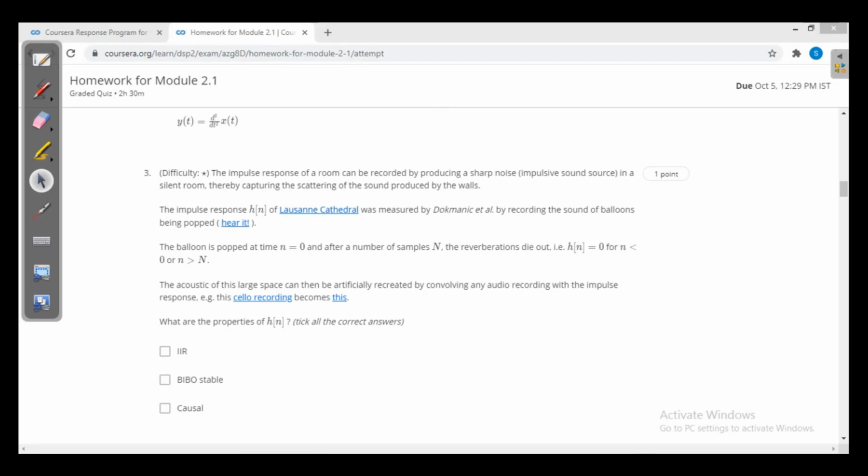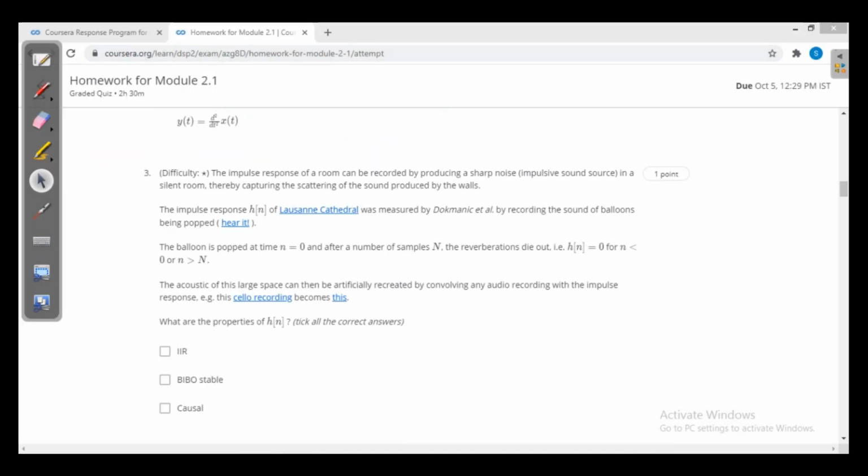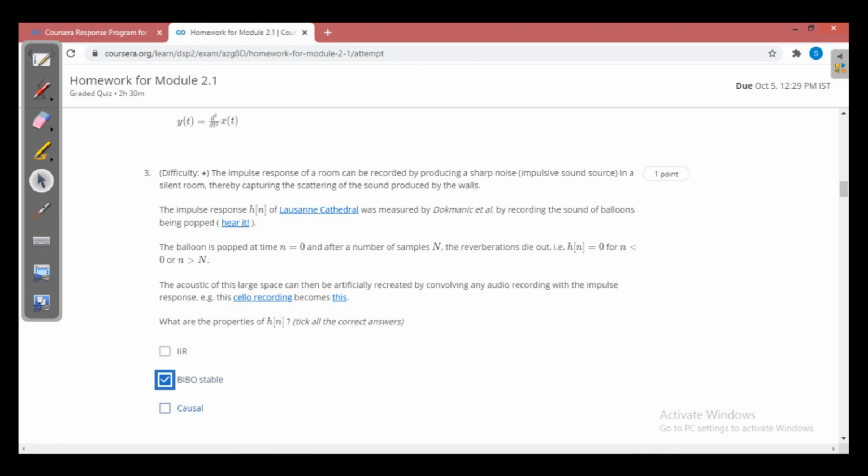So in the third question, given that the impulse response is 0 for n less than 0 or n greater than capital N, that indicates the impulse response is finite. So the system is an FIR system. We know that FIR systems are always stable, and the impulse response is 0 for negative time, so it is causal. Okay, now see the options. It is not IIR, it is stable, and it is causal.